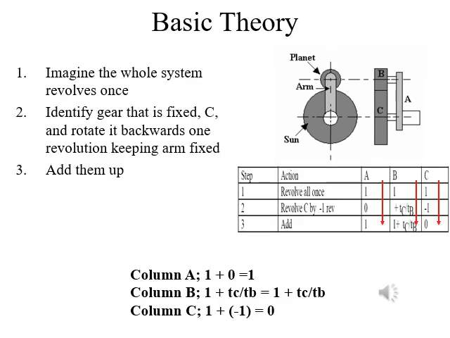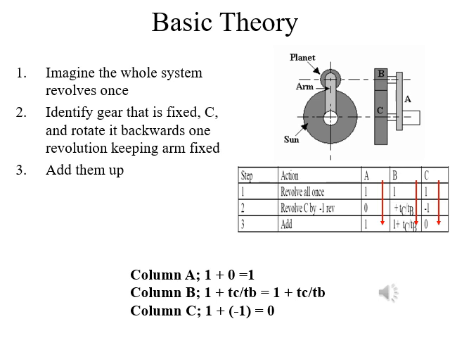Now imagine the whole system revolves once, meaning the arm revolves once. Identify the gear that is fixed, which is C. Gear C is fixed, so rotate it backwards one revolution, keeping the arm fixed, and then add them up. So you have to use the table given in this slide, with the first step, second step, and third step.